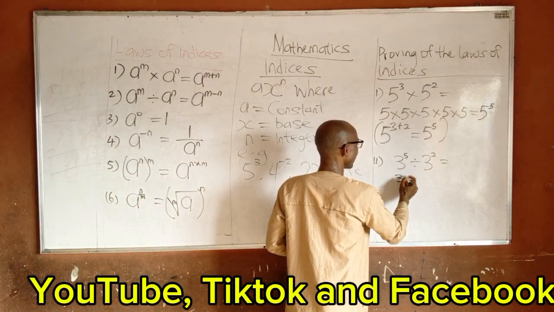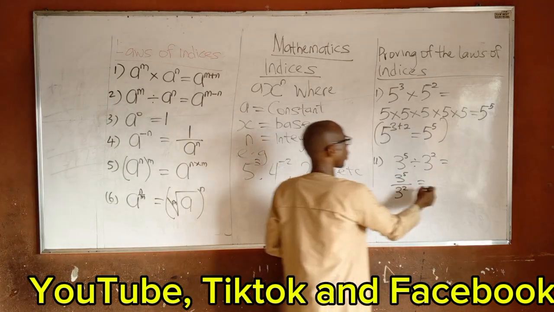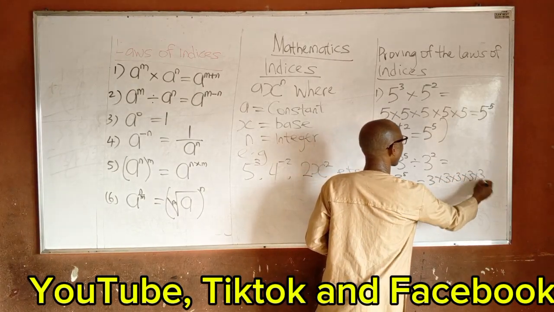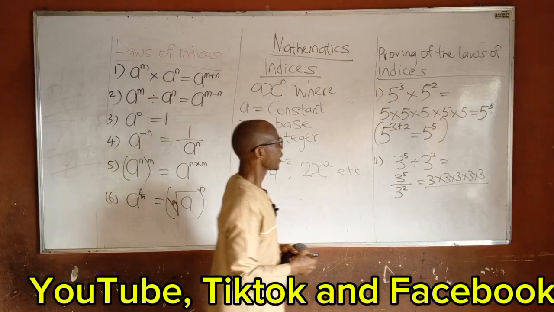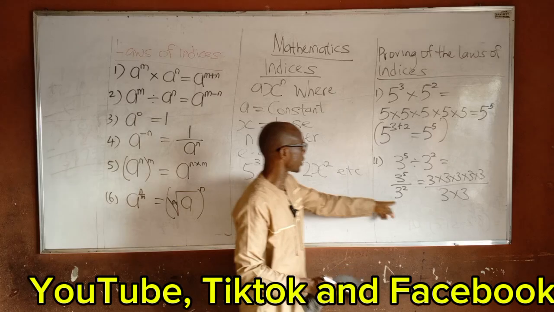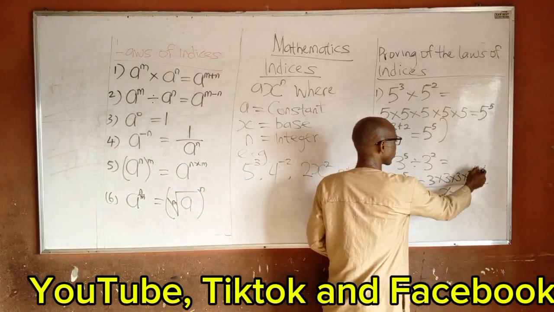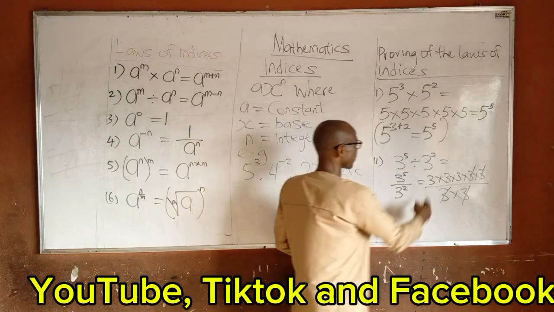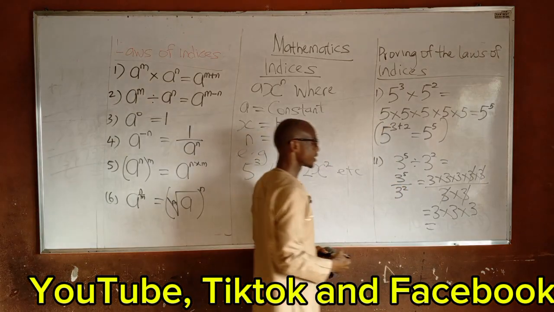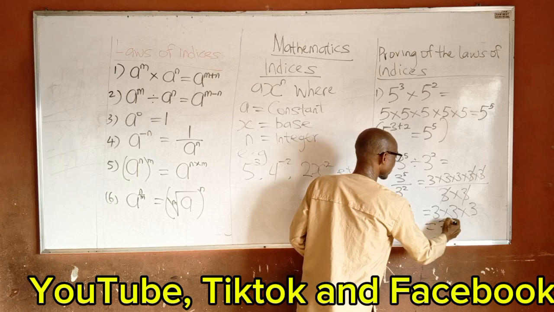3 raised to power 5 all over 3 raised to power 2. This is what? 3 times 3 times 3 times 3 times 3, 5 places. And we have 3 times 3, because 3 raised to power 2 means 3 times 3. 3 cancel 3, 3 cancel 3. So how many 3 do we have left? We have 3 times 3 times 3. So it means 3 raised to power 3 times 3 times 3 will give us what? 3 raised to power what?